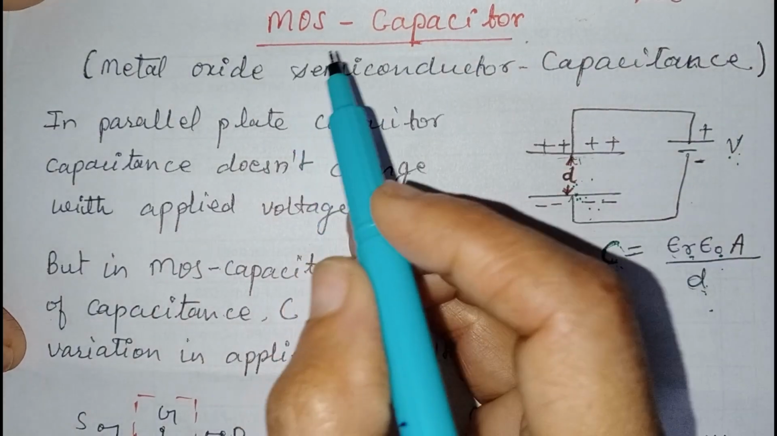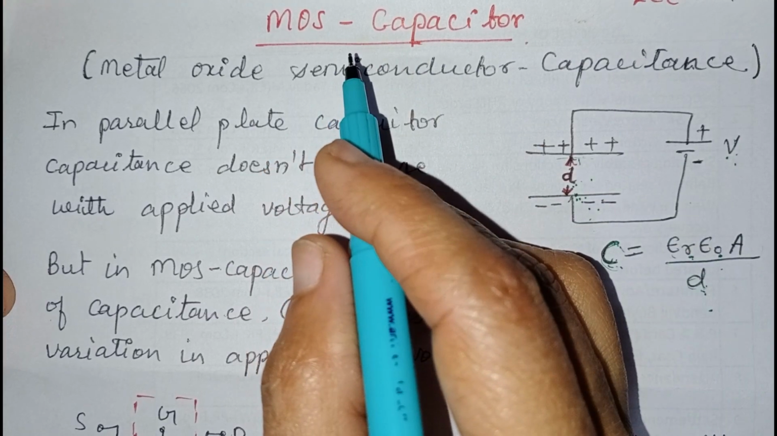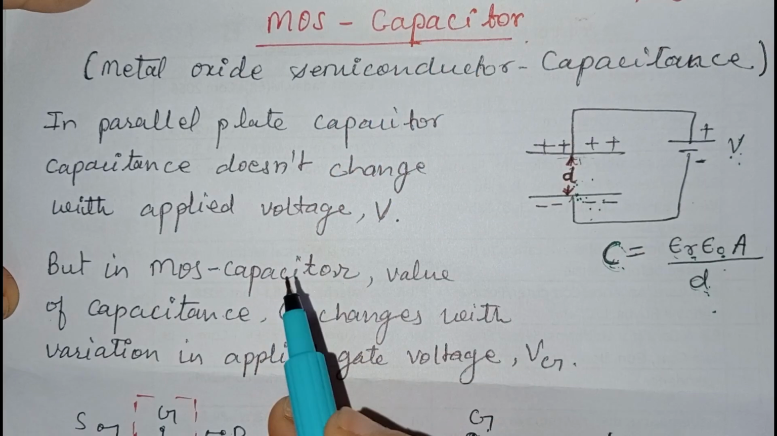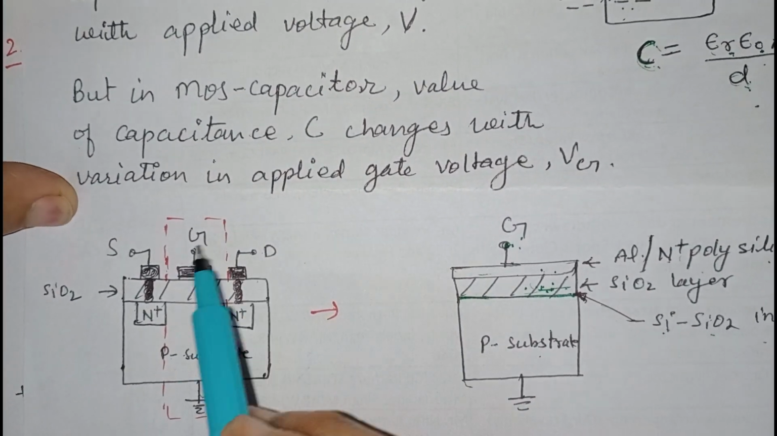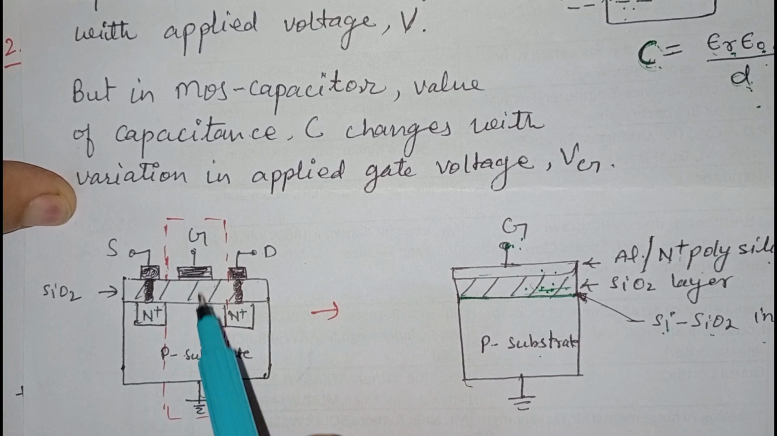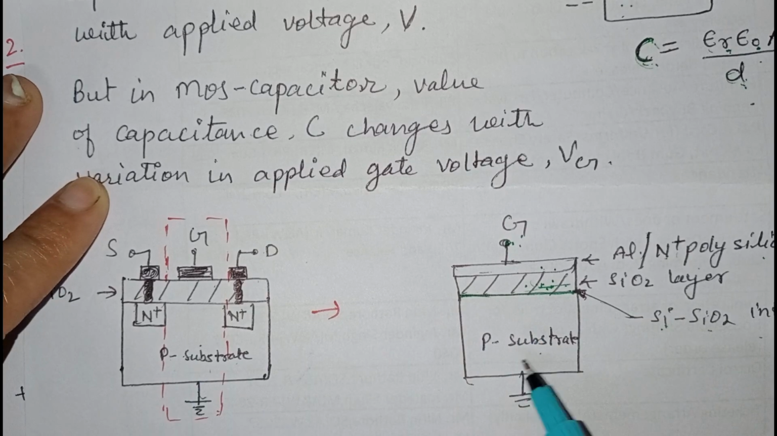Now in this video we will discuss depletion mode operation of MOS capacitor. In our last lecture we have discussed accumulation mode operation of MOS capacitor. Here this is the diagram of MOSFET. Its middle portion works as a MOS capacitor. Here this middle portion is shown here.